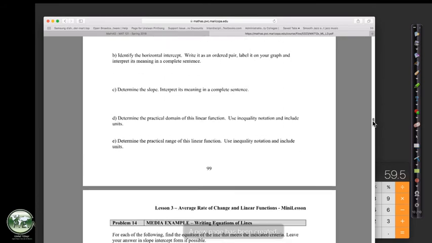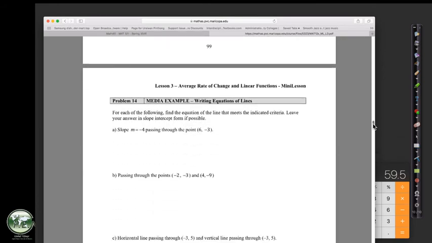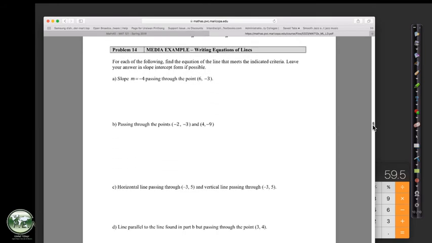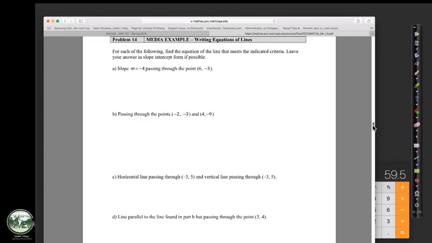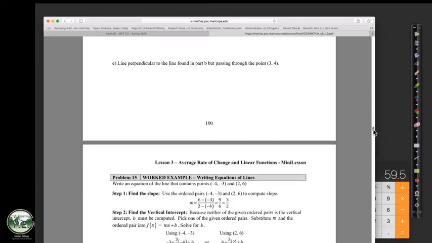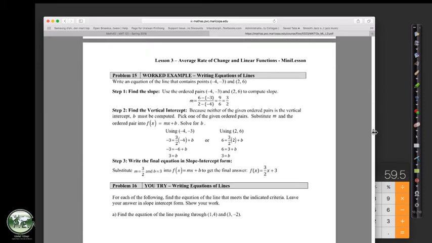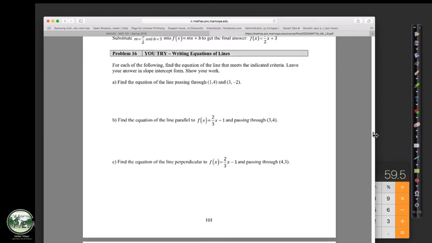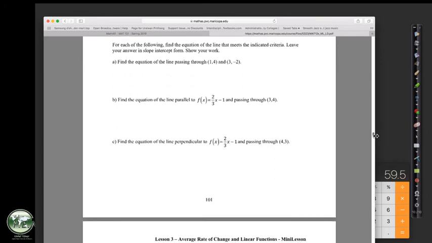And I want to finish us up here. So we'll look at, they got media examples, but we got some worked examples. They've got some U-tries. Let's do the U-tries because you've got the media examples. You can look at those videos. Okay.